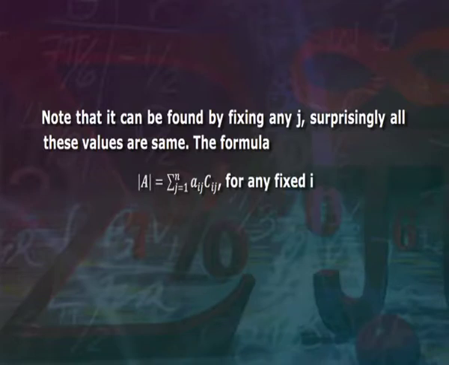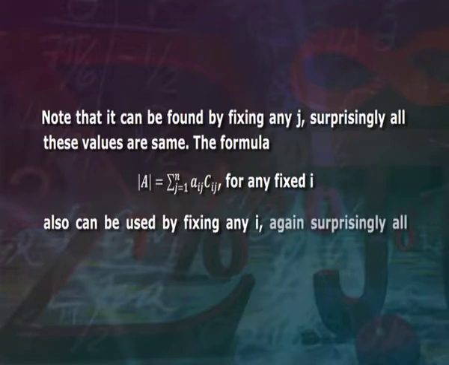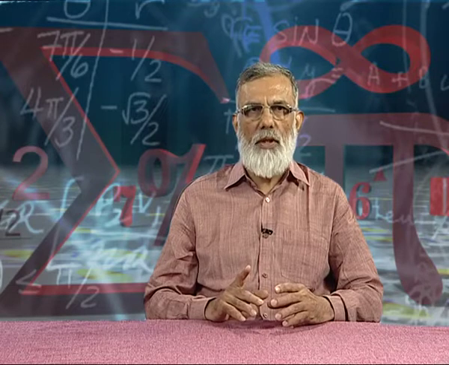The formula determinant of A equal to summation j equal to 1 to n aij Cij for any fixed i also can be used by fixing any i. Again, surprisingly, all these values are the same. The determinant of the 0 matrix is 0 and the determinant of the identity matrix is 1.